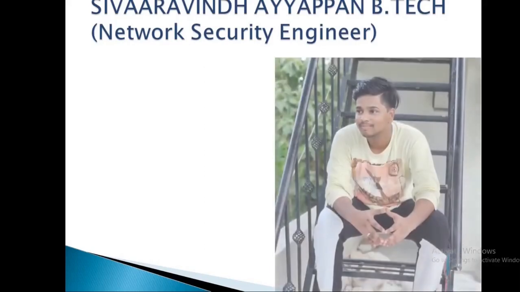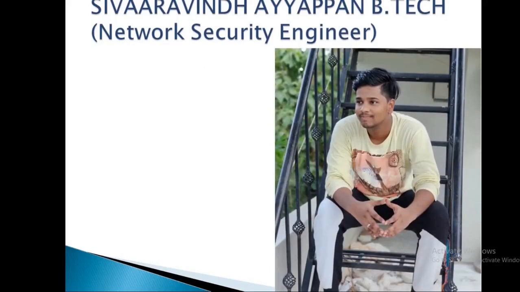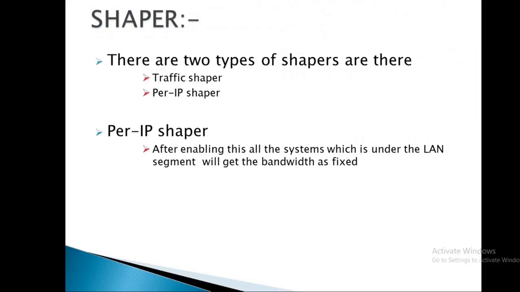So let's get started. Today we are going to see about the traffic shapers. There are two types of shapers out there. One is the shared shaper and the other one is the per IP shaper. Today we are going to see about the per IP shaper. Each and every system in the LAN network will get the bandwidth which we are assigning. So let's begin.